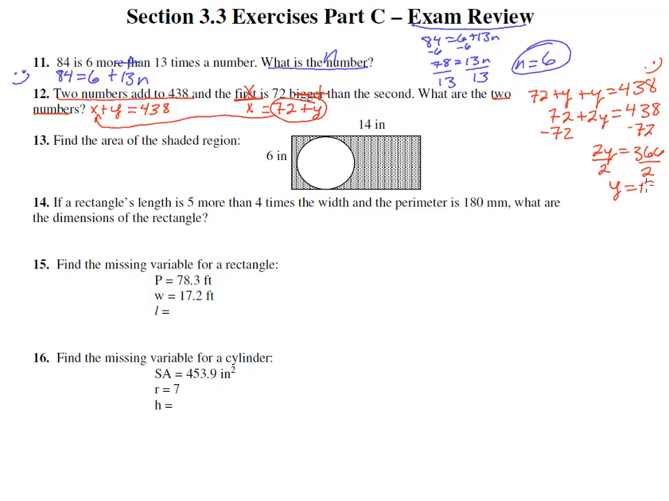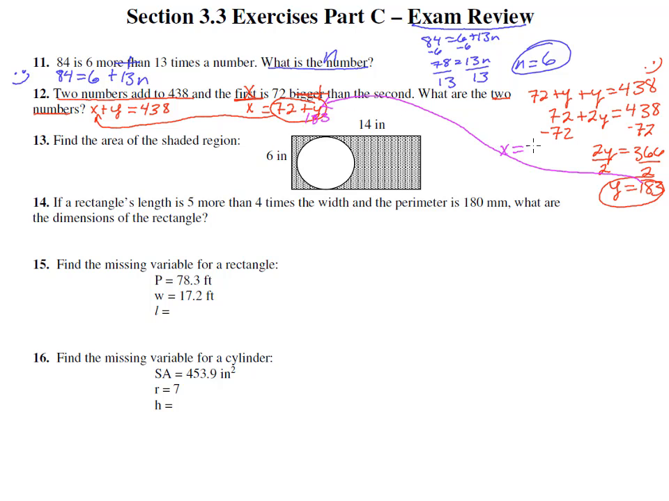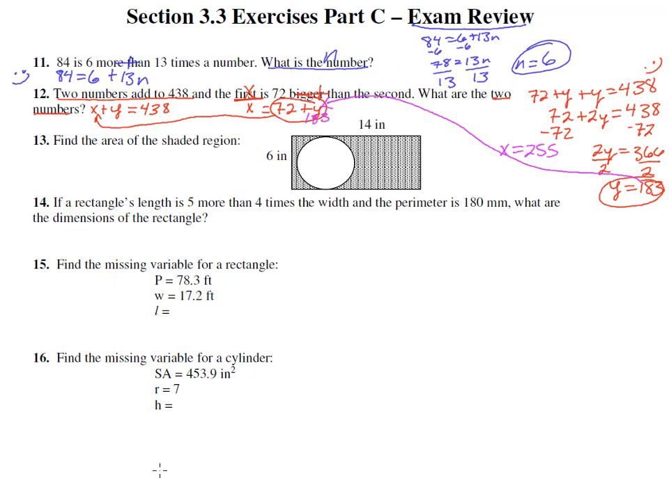So y is 183. So that's one of the numbers, but it asks for what both of them are. So if we take this 183 and stick it right here for y, we know that the first x is 72 bigger than 183. So we take 183 plus the 72 will give us 255. So x is 255. And let's check our answers. 255 and 183. That's correct.